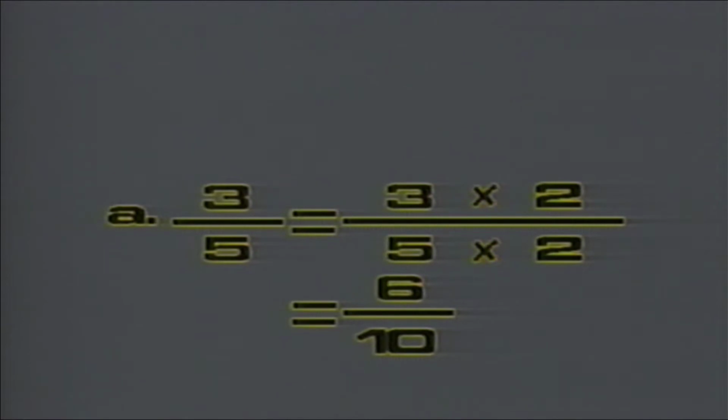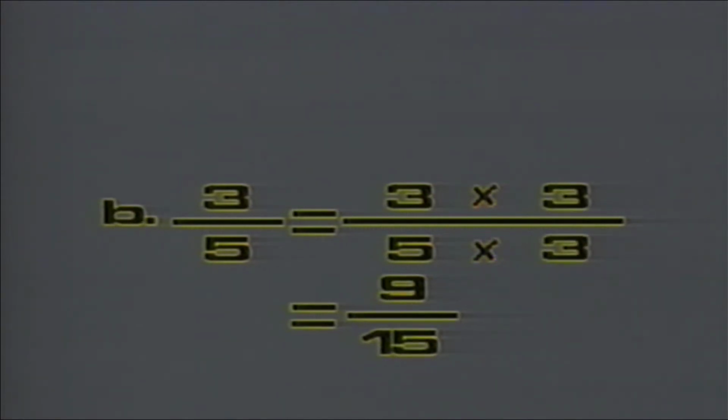Next, we use 3. 3 times 3 over 5 times 3, which equals 9 over 15. So, 3/5 equals 9/15.